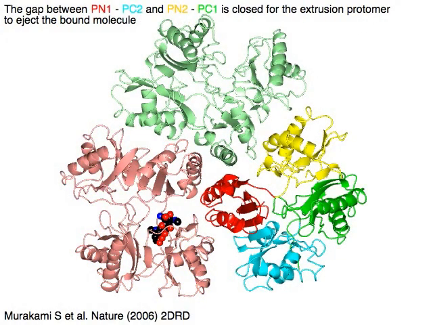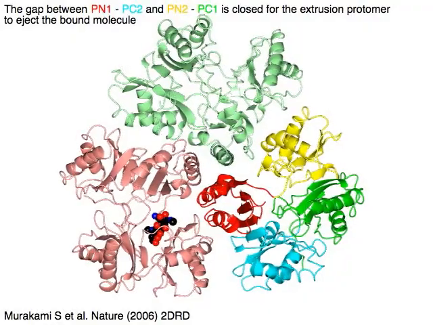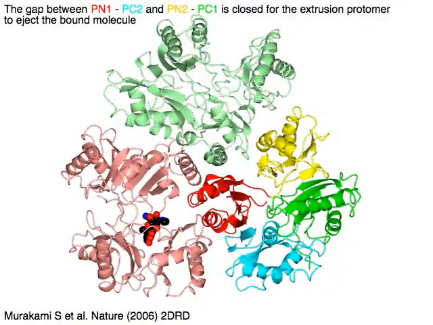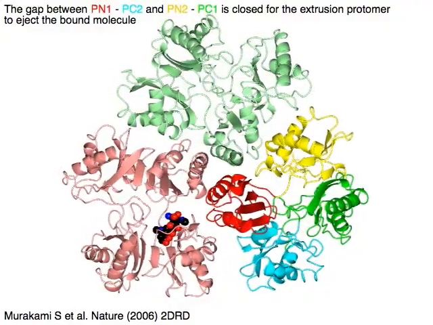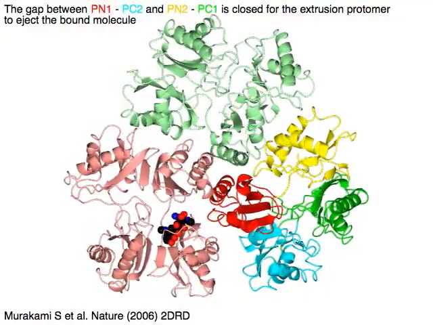The gap between PN1 in red, PC2 in cyan and PN2 in yellow and PC1 in green is closed for the extrusion protomer to eject the bound molecule through the TolC channel.